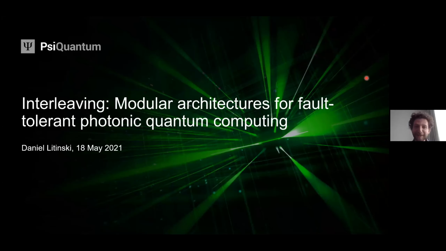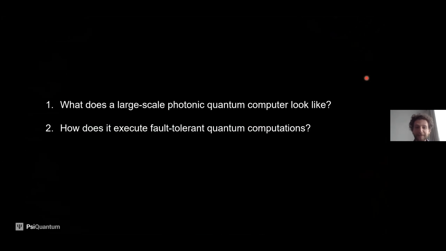Well, thank you, Jens. I'm very excited to tell you a bit about fault-tolerant quantum computing with photons. I'd like to give you an overview trying to answer two questions. One is, what does a large-scale photonic quantum computer look like? Or at least, what does the large-scale photonic quantum computer that Quantum wants to build look like? And two, how does it actually execute fault-tolerant quantum computations?